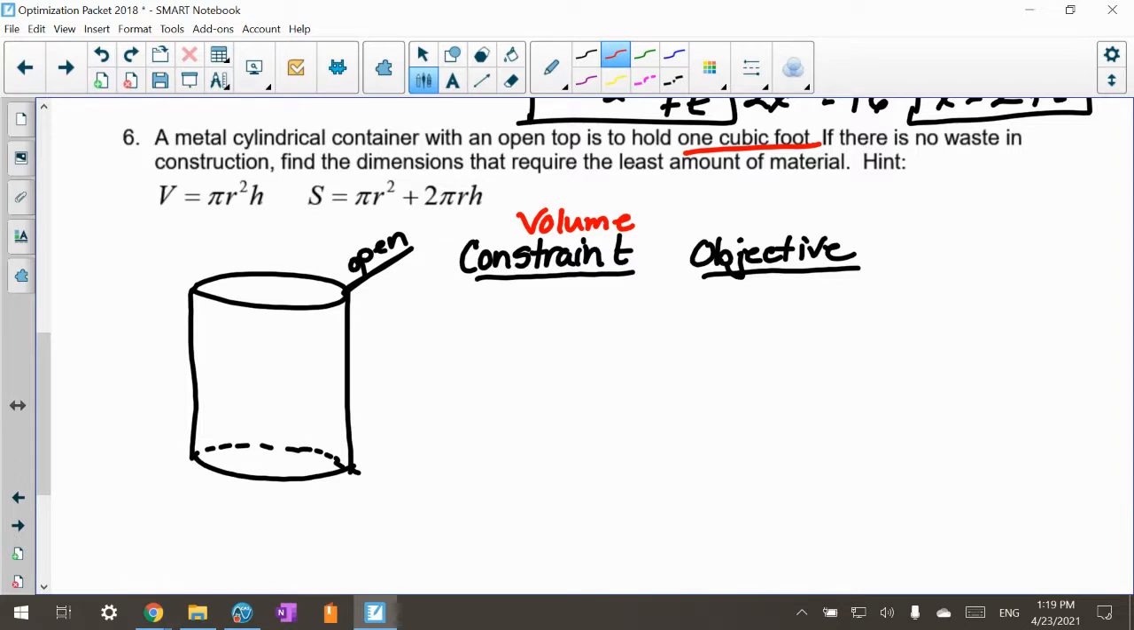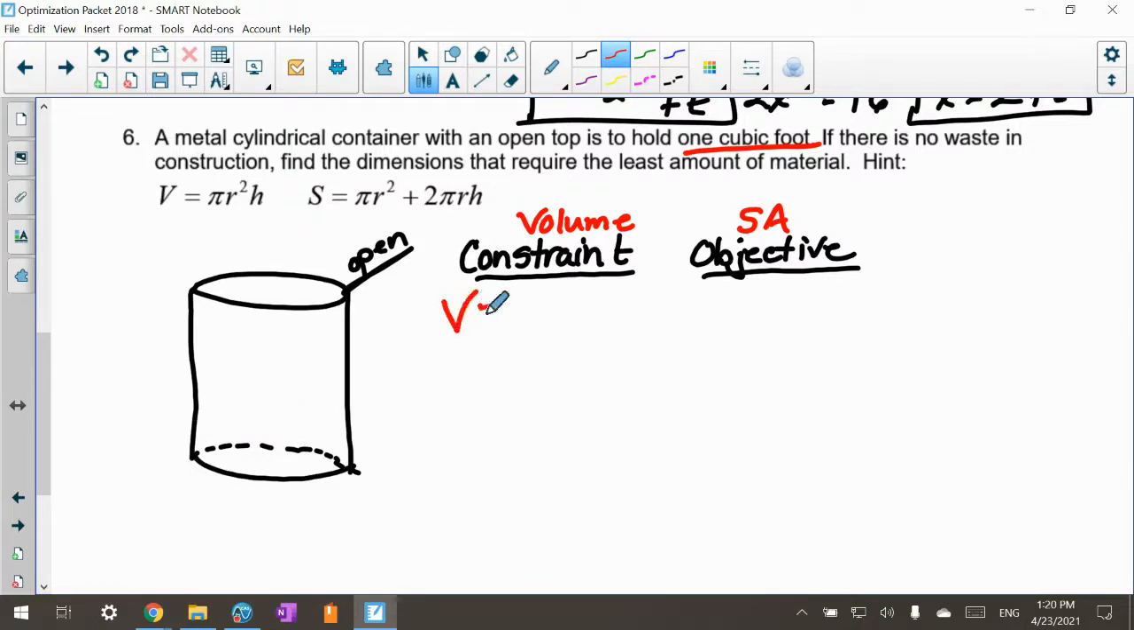And I gave you a hint here. Well, first of all, material is surface area. And the only difference about this instead of a box is we're looking at, think of it like a can, the surface area, and it's got an open top. So we're only worried about one bottom and all the sides. Well, the constraint volume is easy.